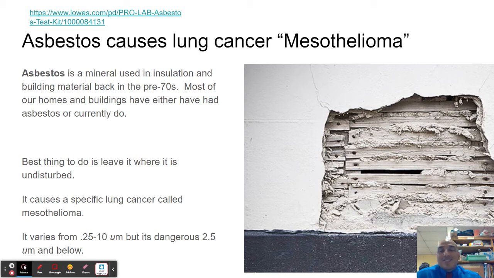Anyway, where is this stuff? It could be in the tiles that you have. It could be in the paint that you have. Also, the outdoor siding that you have as well. The best thing to do with it is leave it. If it's perfect, leave it undisturbed. If you start messing with it and it starts turning to the dust form, then that's when it becomes dangerous.